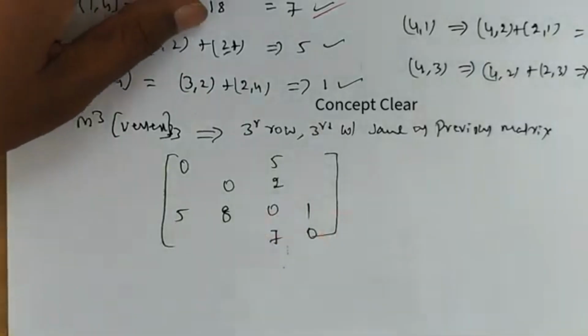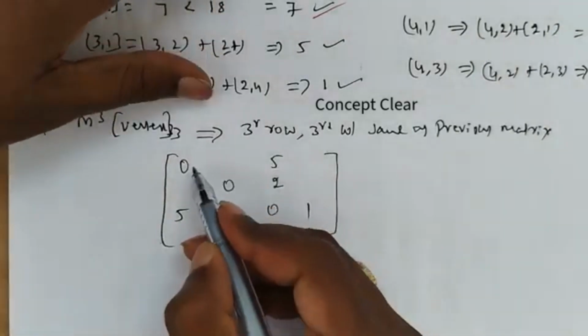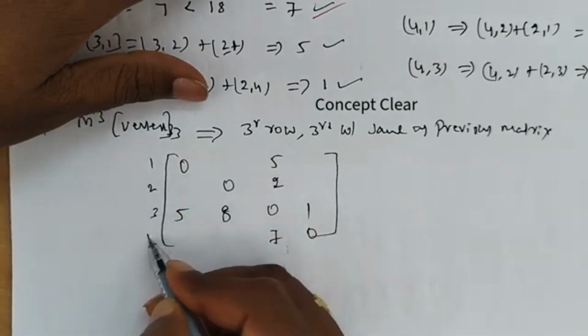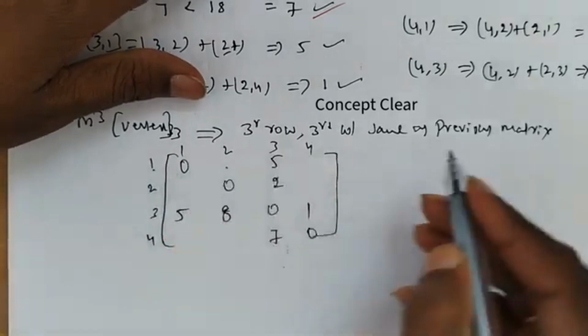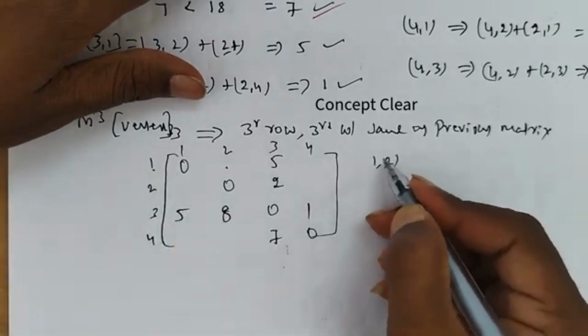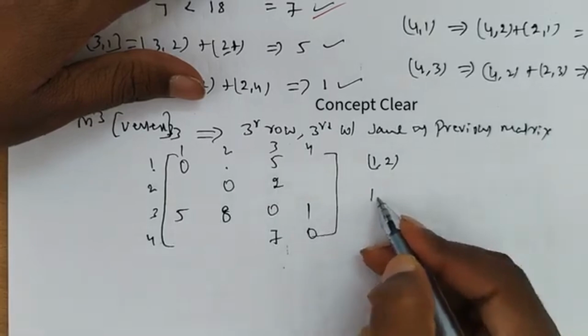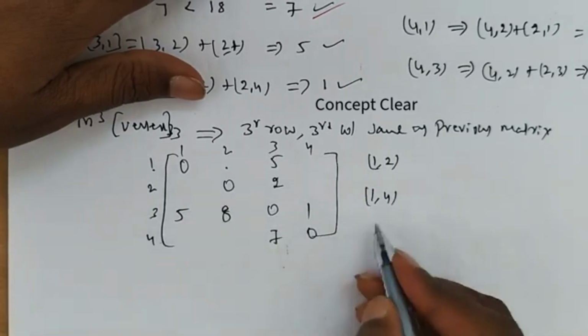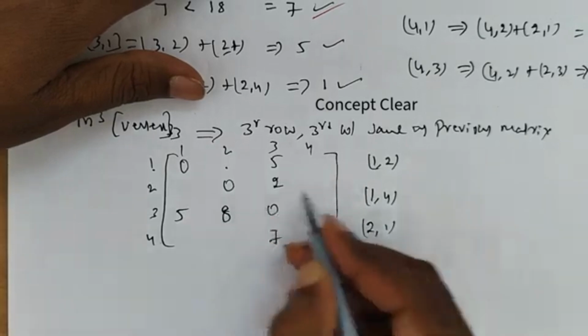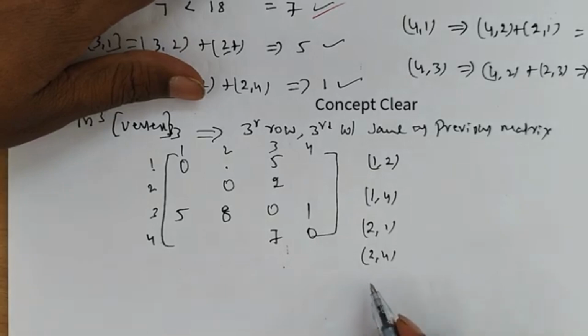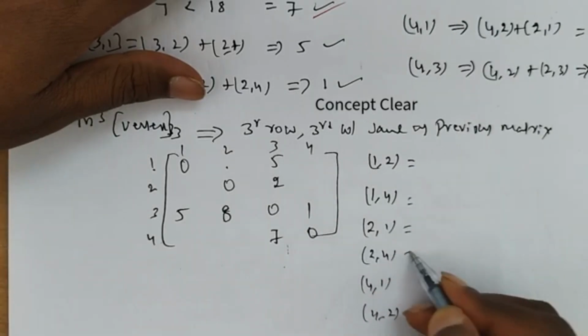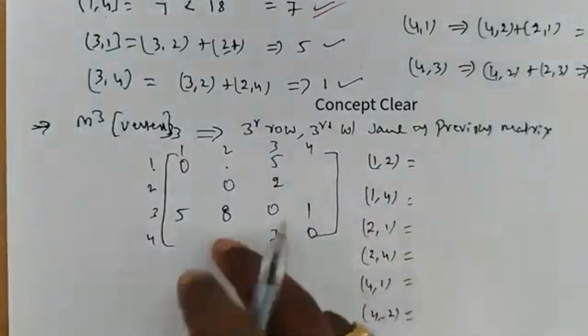Now we have to find out 1, 2, 3, 4. Now we have to find out the 1, 2, 2 value, next the 1, 2, 4 value, next the 2, 2, 1 value, the 2, 2, 4 value. And the last ones are the 4 to 1 value and the 4 to 2 value. We have to find out all these values and fill them in the matrix.